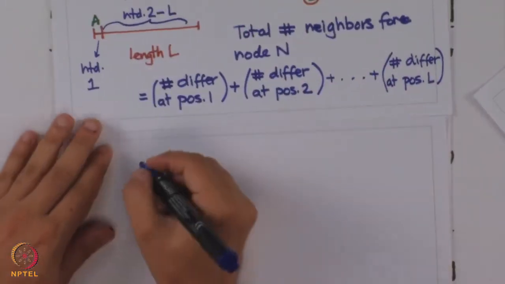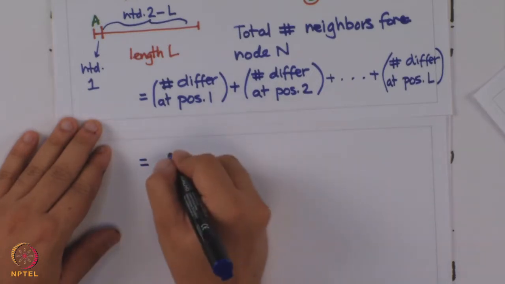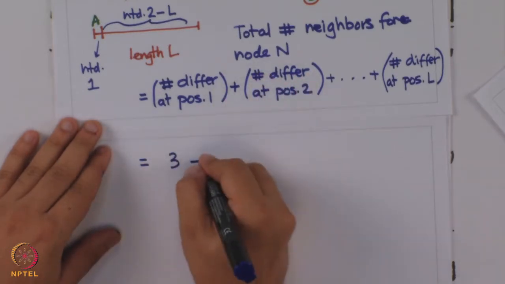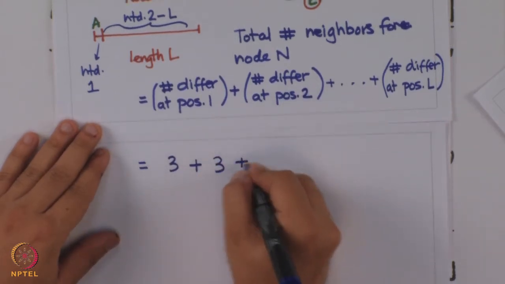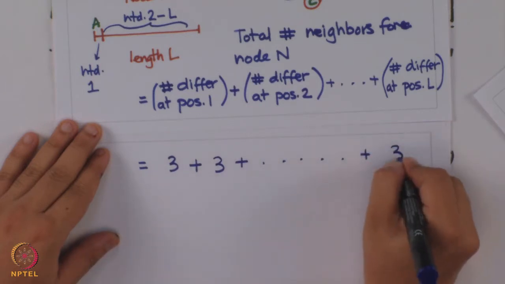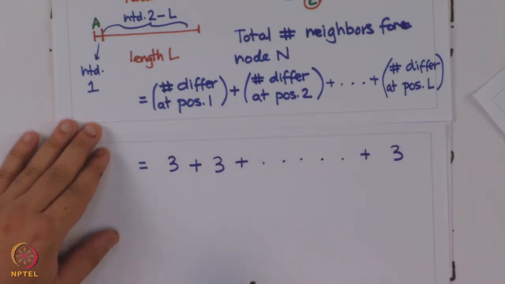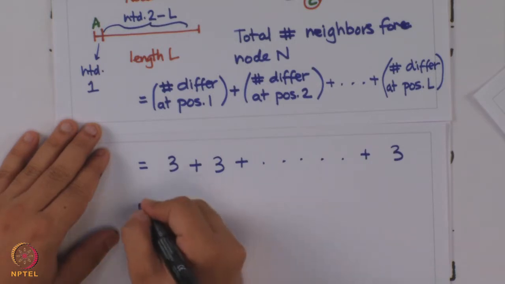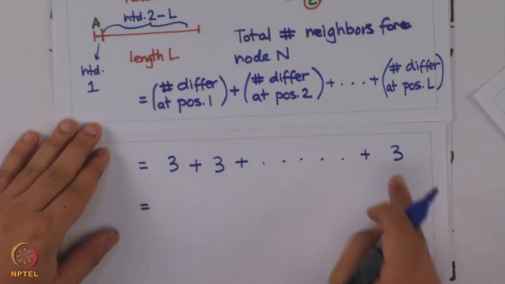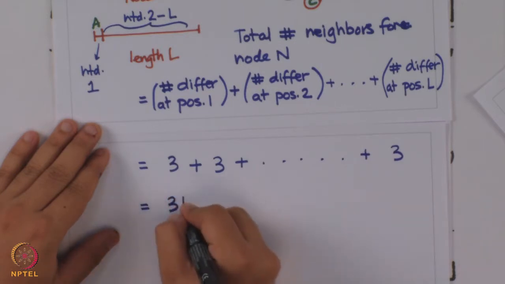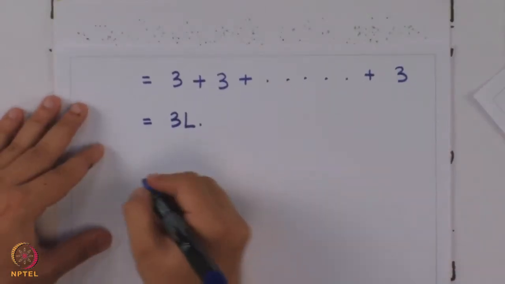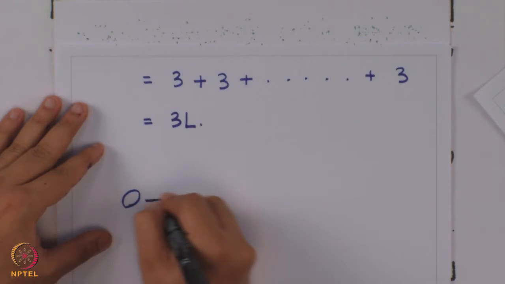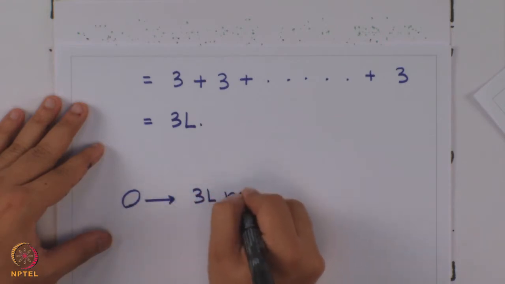And these numbers are just equal to, we have just seen that this number is equal to 3. Similarly, it can be shown that this number will also be equal to 3 and going all the way up to 3 for every position where the difference between node n and its neighbors exist. And these are L number of 3's added, so the answer becomes 3L. So, of the total 4 to the power L nodes, a node is connected to 3L nodes.